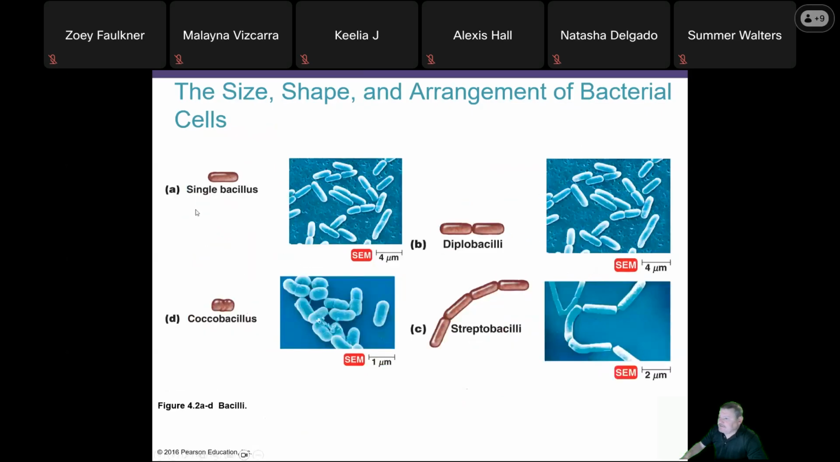Now with bacillus, same thing. We can have a single. We can have coccobacillus, which is like a cross between a bacillus and a coccus. We can have diplobacilli, and you can have streptobacilli. All right. So again, these are some other arrangements that you might see in lab.